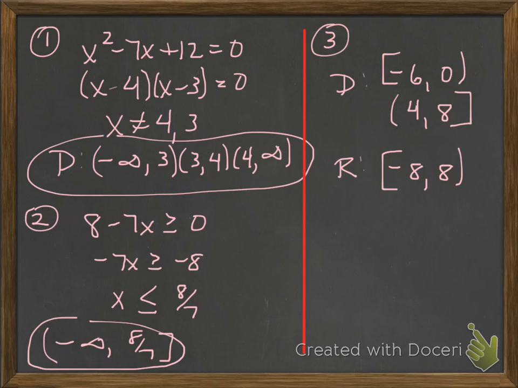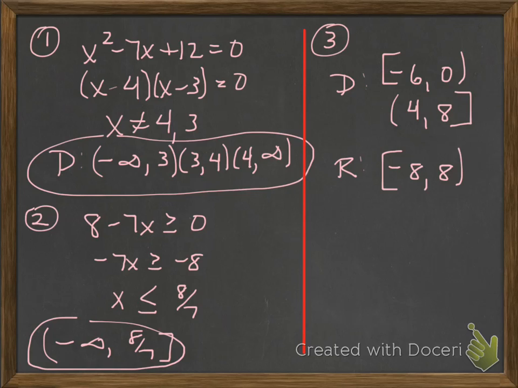For the second problem, it was a radical, and we had said before that the radicand, the piece under the radical, has to be greater than or equal to 0. So we went ahead and set that greater than or equal to 0, solved it, watch out for the dividing by a negative, and so we found out that x had to be less than or equal to 8 over 7.